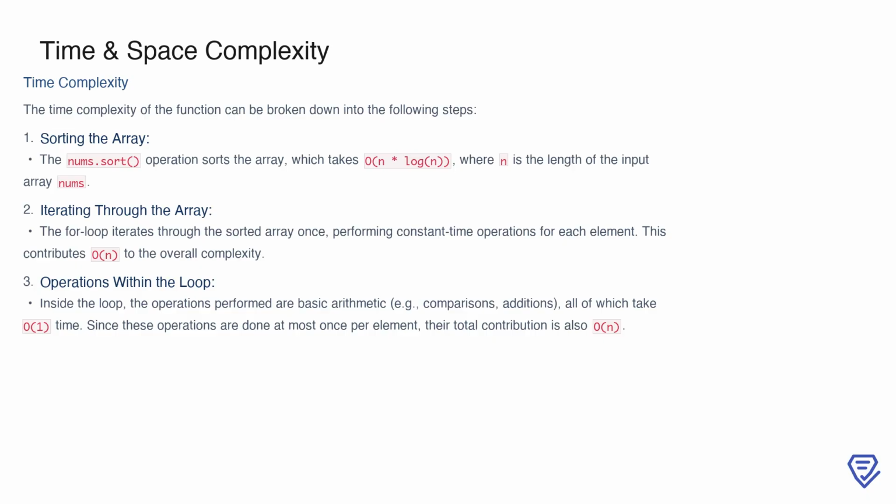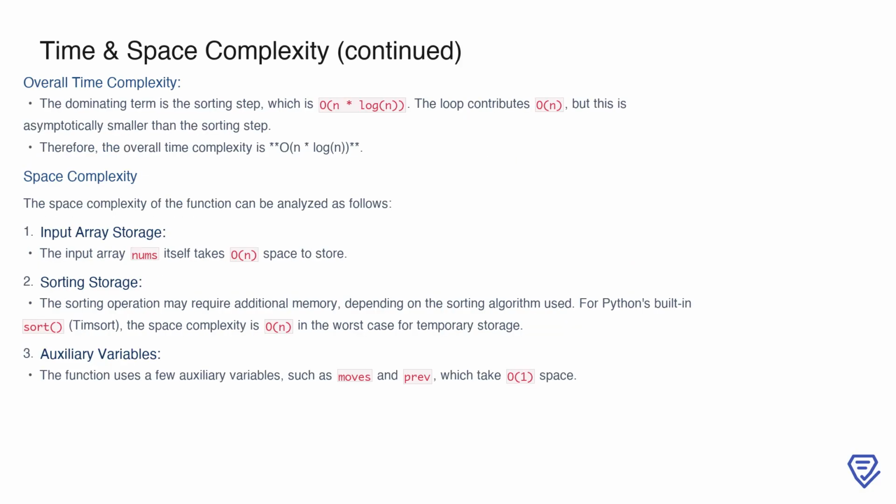Finally, the operations inside the loop, like checking and incrementing values, are basic arithmetic tasks that individually take O(1) time. Since these operations are applied to each element only once, they collectively add up to O(n) as well. Now looking at the overall time complexity, the sorting step, which takes O(n log n), is the dominant term. While the for loop and the operations within it contribute O(n), this is asymptotically smaller compared to the sorting step. As a result, the overall time complexity of the function is determined by the sorting step, making it O(n log n).